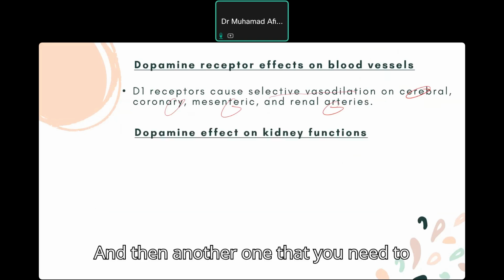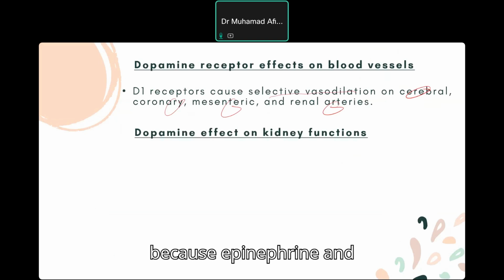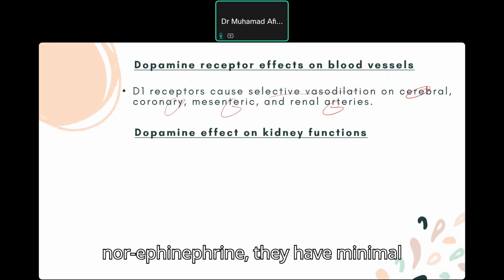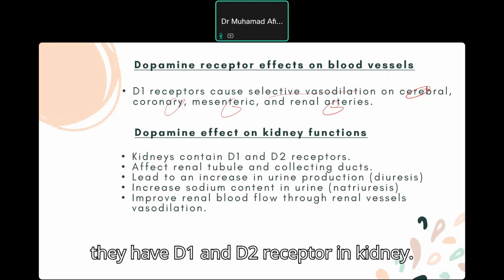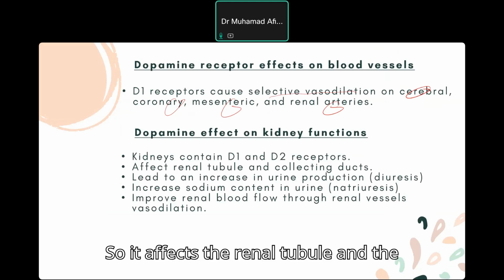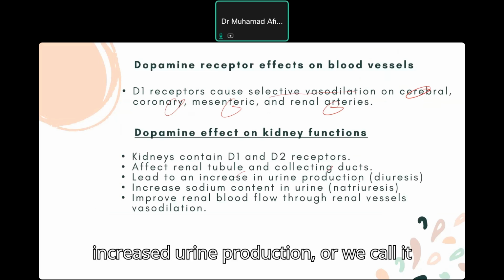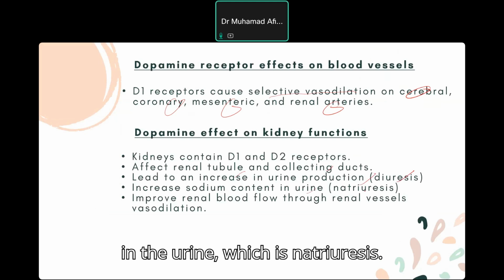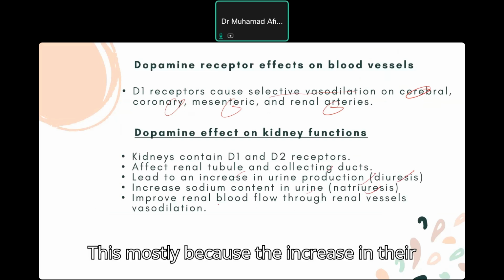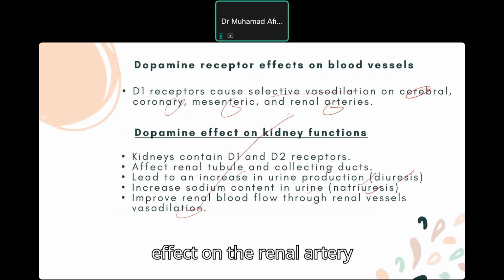And then another one that you need to know is dopamine effect on kidney function, because it is quite special. Epinephrine and norepinephrine have minimal effect on kidney function, but dopamine has effect on kidney function. So they have D1 and D2 receptor in the kidney. So it affects the renal tubule and the collecting duct. And the effect is increased urine production, or we call it diuresis, and increased sodium content in the urine, which is natriuresis. This is mostly because they increase renal blood flow in the renal vessel through vasodilation. So this goes back to the effect on the renal artery vasodilation from the D1 receptor.